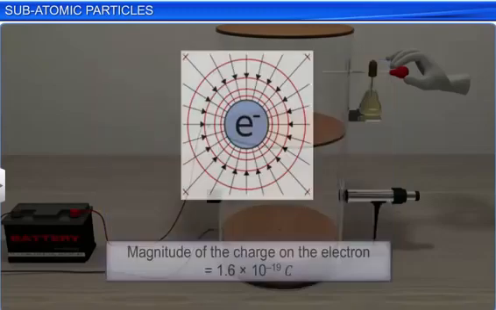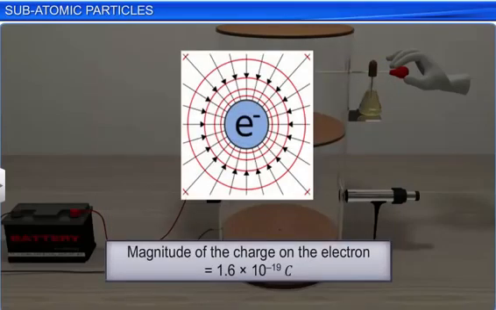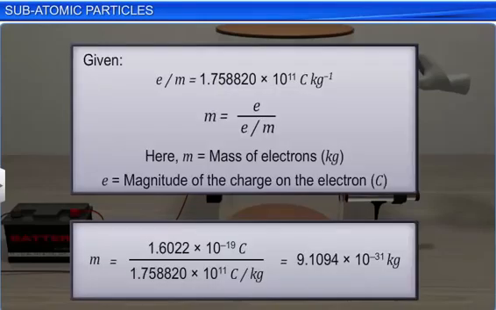Knowing the values of Q and n, Millikan calculated the charge on an electron to be 1.6 × 10^-19 coulombs. The mass of the electron, me, was then determined by combining the results of Millikan's oil drop experiment and Thomson's value of e/m ratio, and was found to be 9.1094 × 10^-31 kg.